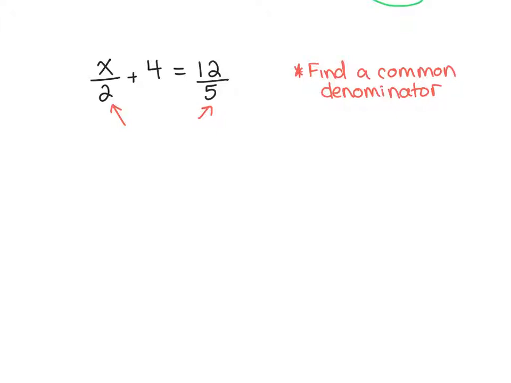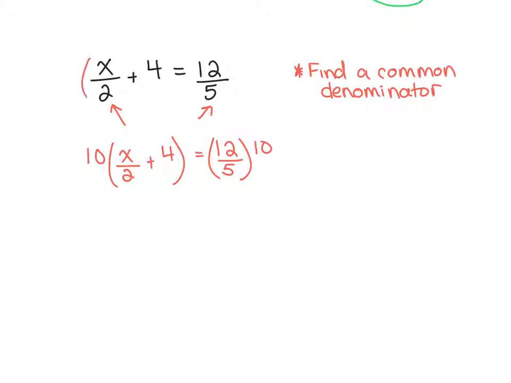So between 2 and 5, I think our common denominator would be 10. So what we're going to do with that 10, this is kind of crazy, but we're going to multiply every single term by 10. Well, actually, let me show this in a different way. We're going to multiply both sides by 10. So that's what you do when you're solving an equation, right? Whatever you do to one side, you do to the other side. So I'm going to multiply both of my sides by 10.